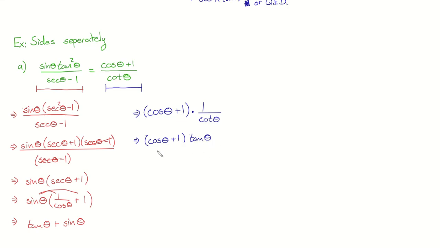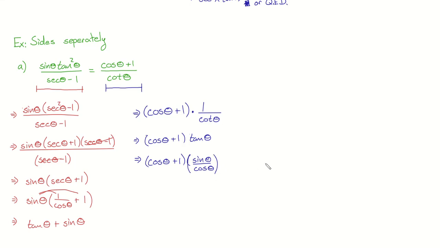Cool. Now, if I want to distribute, I can, but maybe, just maybe, it would be a little bit nicer to distribute here first, or to change, because it's hard to think about tangents. So just to get a little bit of clarity, I'm going to take cos theta plus 1, and I recognize that this is going to multiply by sine theta over cosine theta.